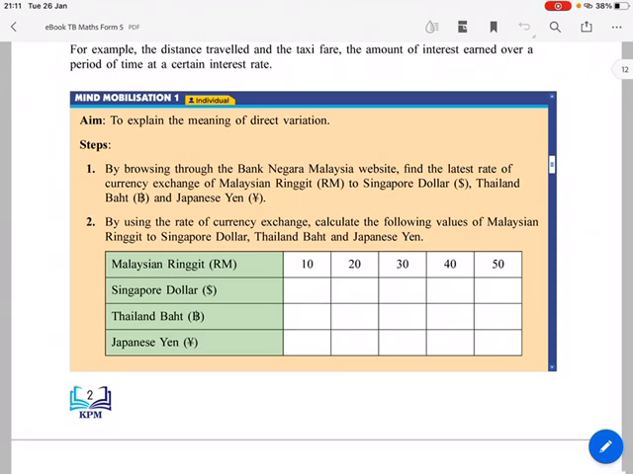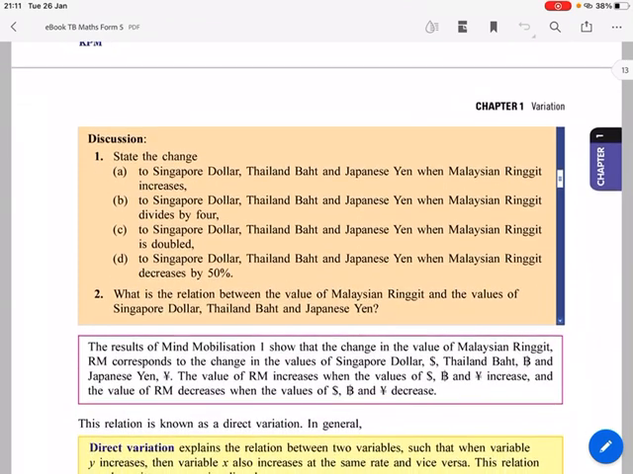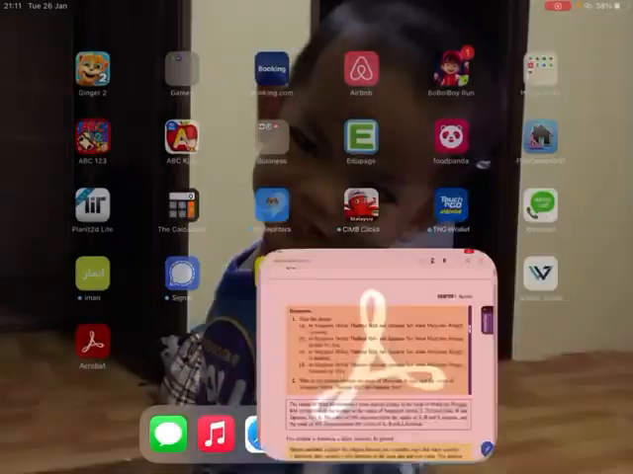What you can see is that when the value of Malaysian ringgit increases, so do the values of the Singapore dollar, the Thailand baht, and the Japanese yen. When the value of Malaysian ringgit decreases, so does the value of the dollar, the baht, and the yen.